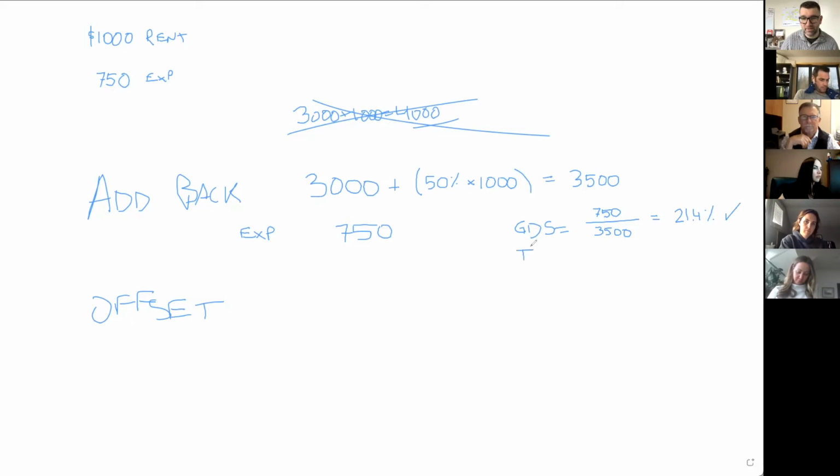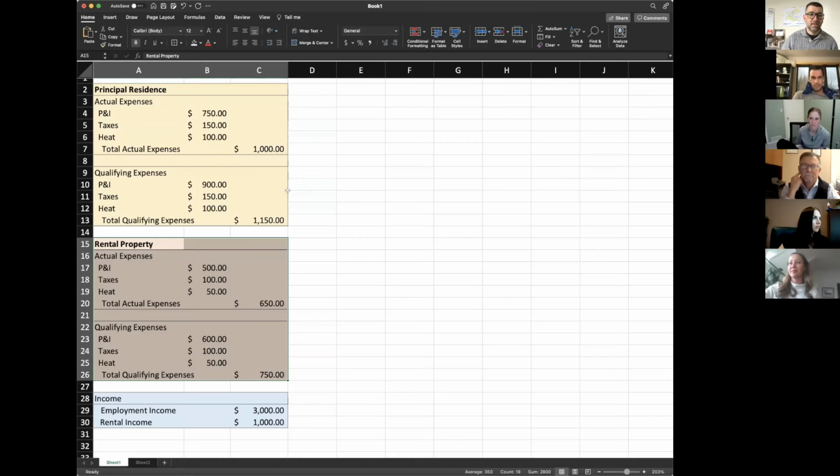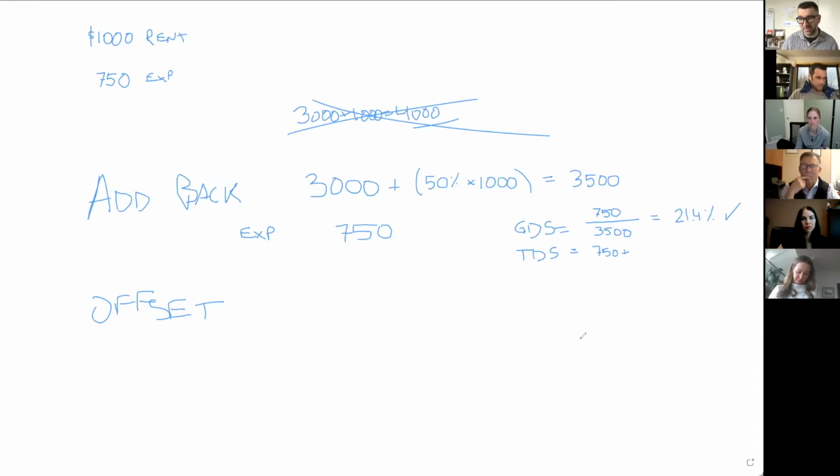Now we know that TDS also has to be calculated. TDS is 750 plus. Now I'm going to flip back here again. You're going to love this spreadsheet after a while. So which of these two numbers do we use? 1,000. Thank you, 1,000. I'm hammering it away because a lot of times we get confused. So plus 1,000. All right, someone tell me what the TDS is.